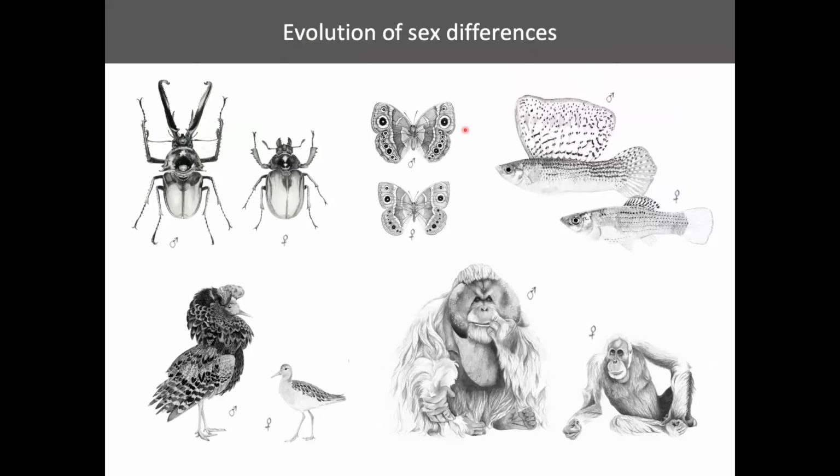Males and females of the same species can be strikingly different, and this is not only in basic reproductive traits, but also in behaviour and morphology, as we can see from these drawings. And this is sexual dimorphism. So clearly the sexes often have very different evolutionary interests, and so are subject to very different selection pressures.